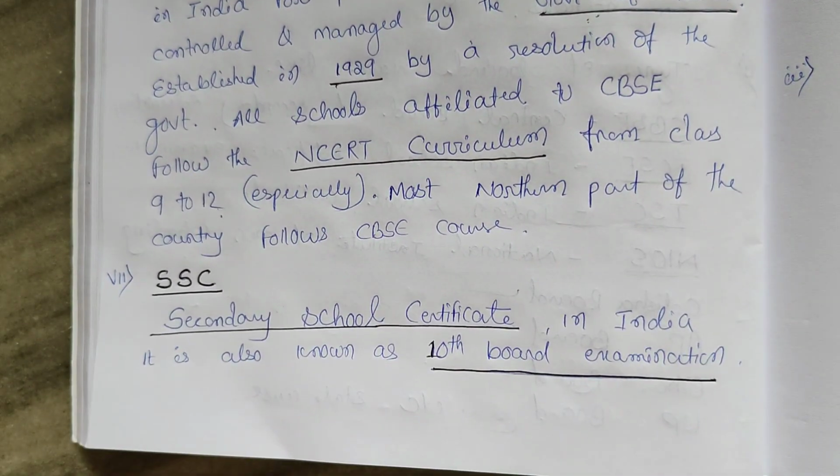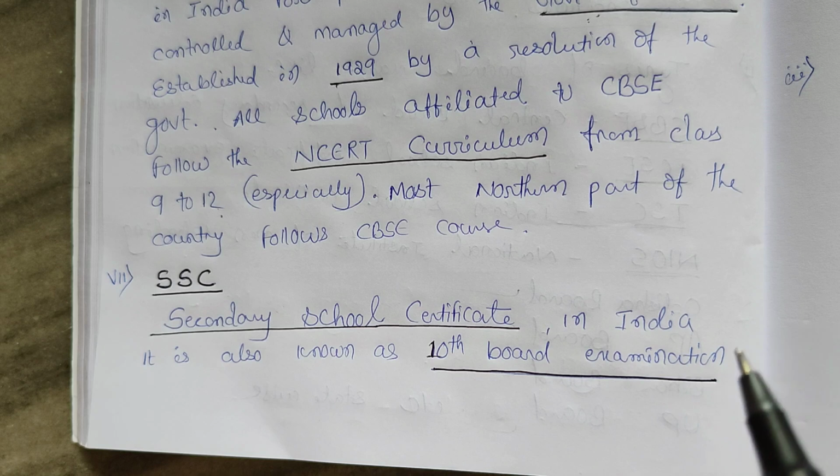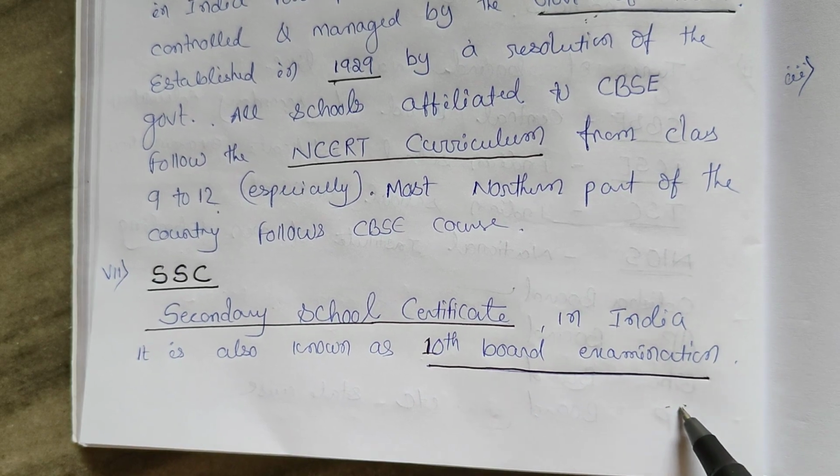SSC, Secondary School Certificate, otherwise called the 10th Board Examination. In 9th class, you are doing registration for the Board Examination. Your registration happens, right? In 9th class, your name, date of birth, everything will be registered in the board. Because next year you will write the 10th board, okay? And usually the 10th board examination happens in March or so, before corona, okay? So you can write it down here.